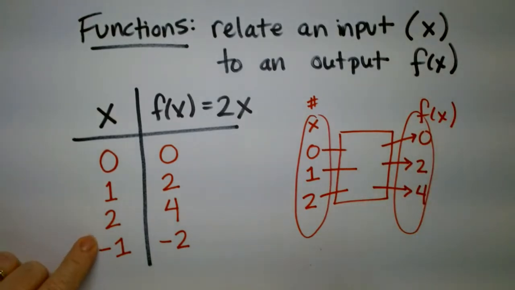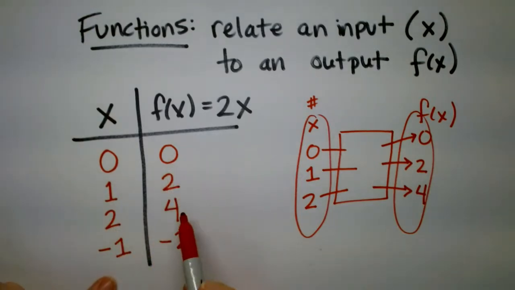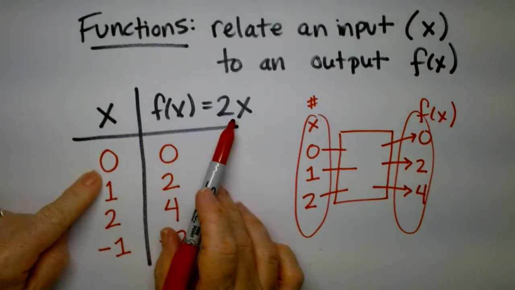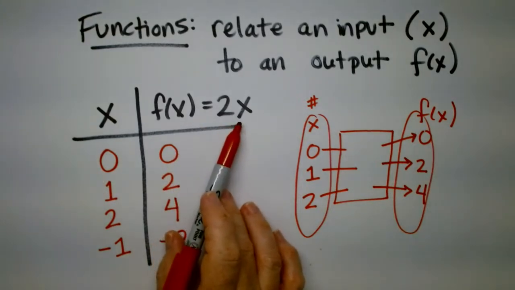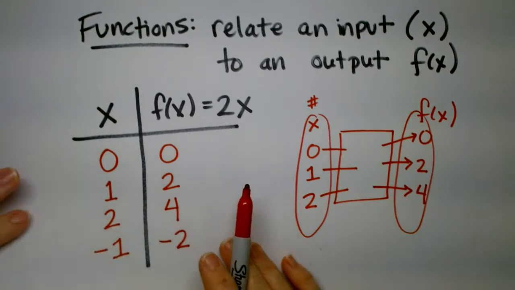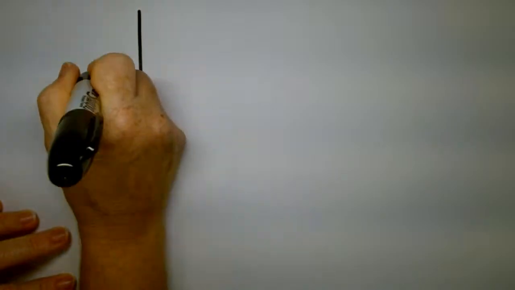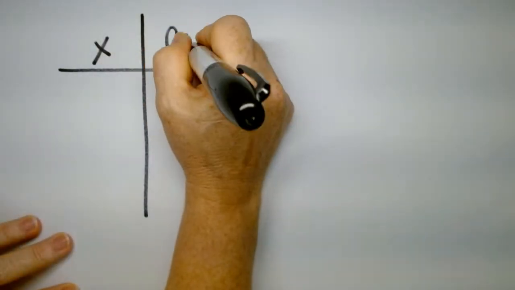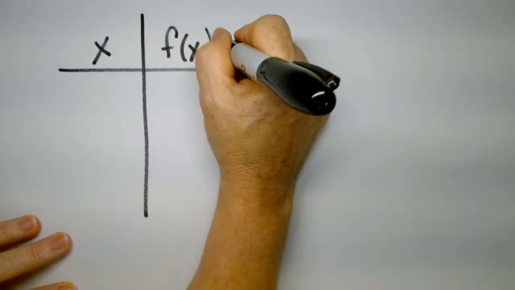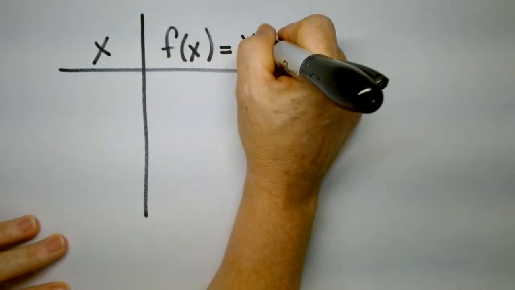Okay, each one of these inputs only has one possible output. Notice I can't put a 0 in and get a 0 and then also get a 2, right? No, there's one distinct number I can get out. Let me show you. So if I have this is my x, and my function, f of x, just means function of x, that means x is in here, is x minus 1.